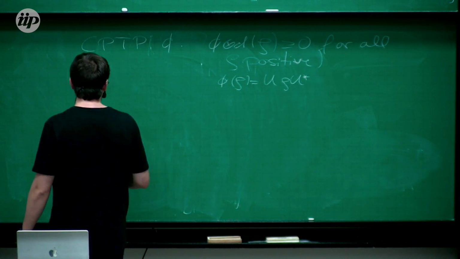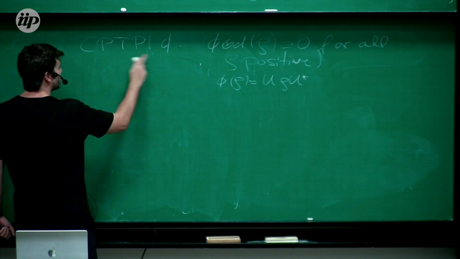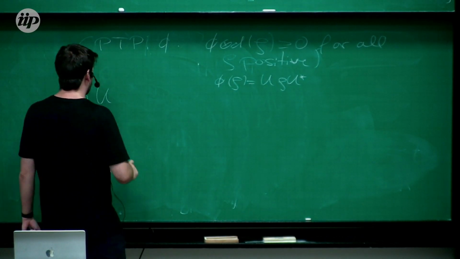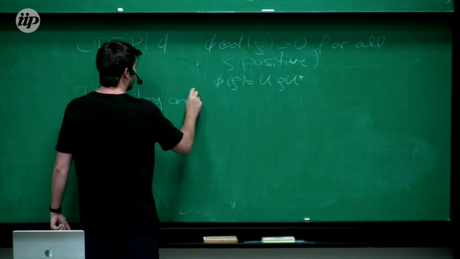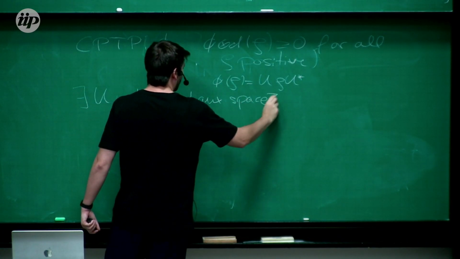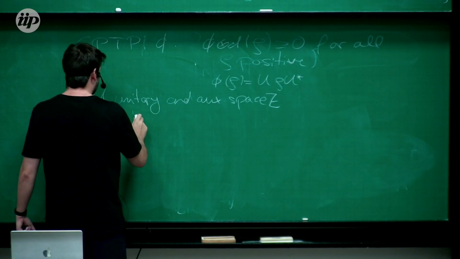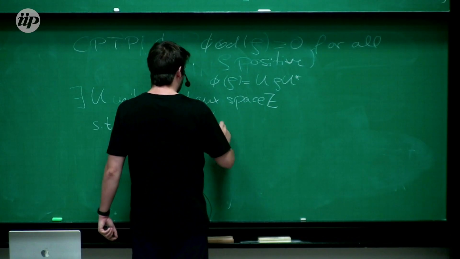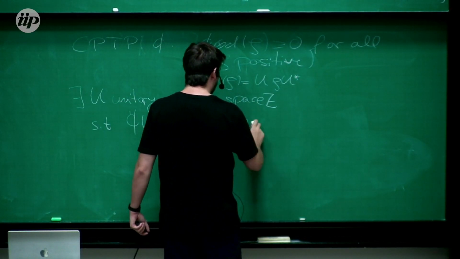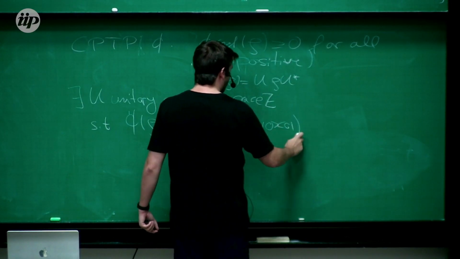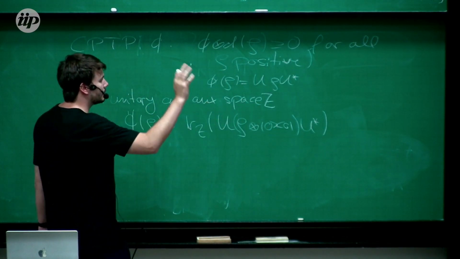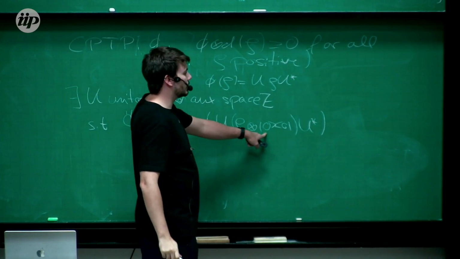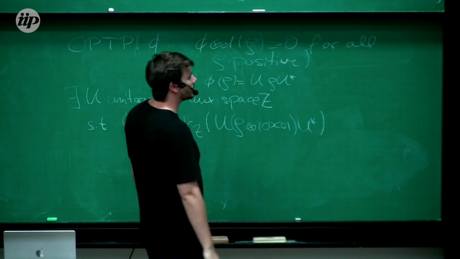So essentially, the Stein-Spring dilation says that for each CPTP map, there exists a unitary U and an auxiliary space Z, such that phi applied to rho is the same as the trace over Z of U applied to rho tensor 0, 0 on Z. I've written it with an isometry, which is just sort of tensoring with 0. Anyways, let's maybe forget about it.